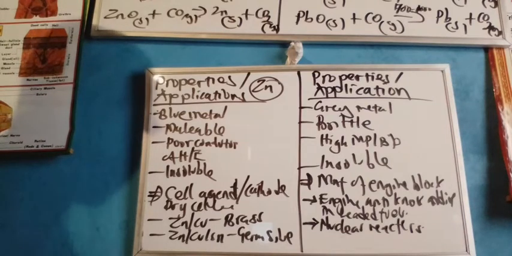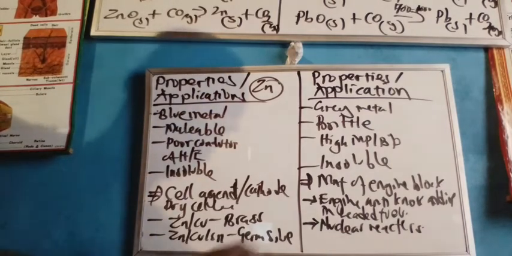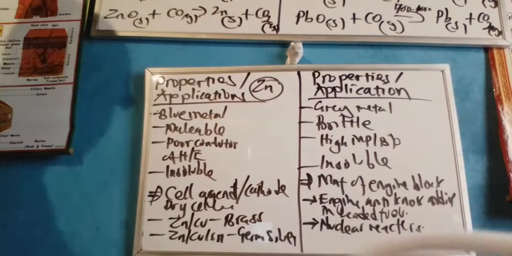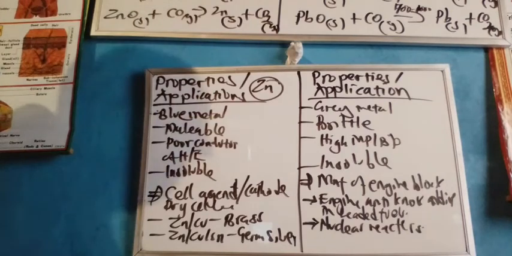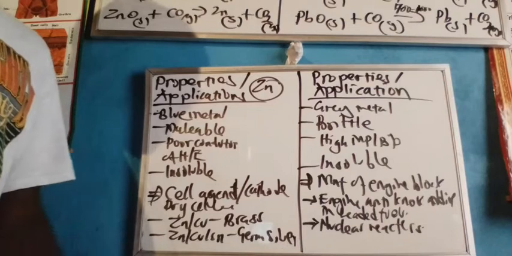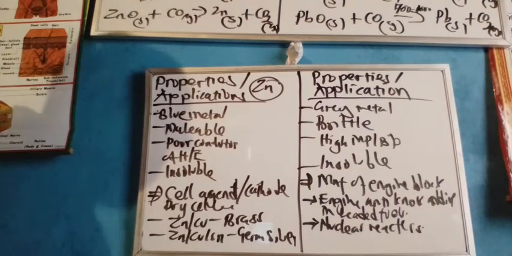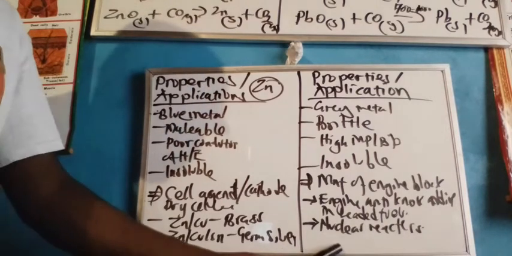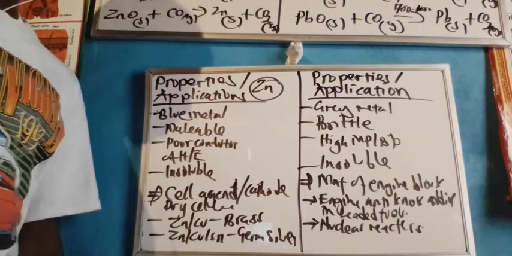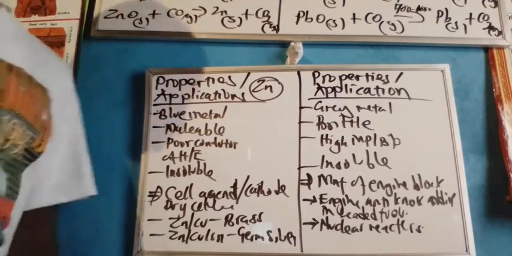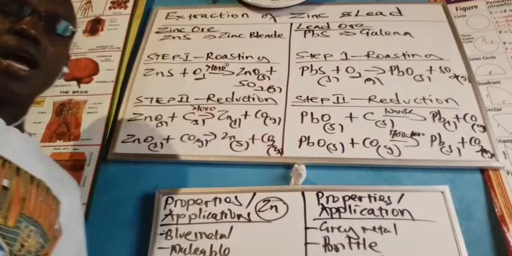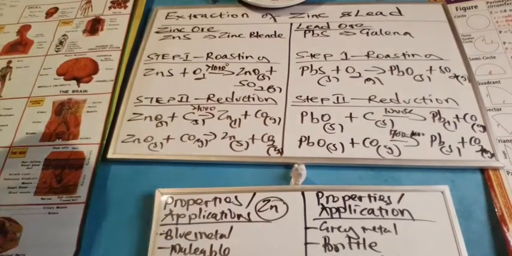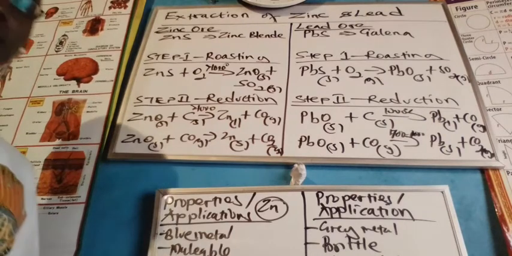manufacture of brass and German silver. It is a blue metal, it's malleable, a poor conductor but insoluble. Lead, we have said, is a gray metal, it's brittle, has high melting and boiling points, and is insoluble. It is used to manufacture engine blocks, to manufacture engine anti-knock additive, that's why it's added into fuels, and it is used in the nuclear reactor as a stopping agent to radiations. So that has been the analysis of the extraction of zinc and lead from their respective ores, zinc blende and galena.